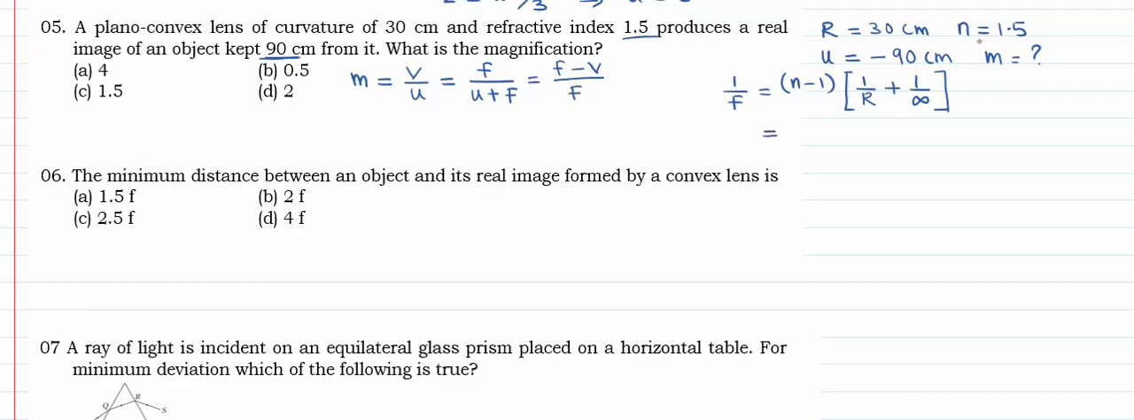So n minus 1, 1.5 minus 1 will be 0.5. 1 by R ಅಂದ್ರೆ 1 by 30. 1 by infinity is 0. So simplify ಮಾಡಿದ್ರೆ ಅಂತಿಳಿರಿ F ಸಿಕ್ತು. Reciprocal ತೋತಾನೆ, F is equal to 30 by 0.5 means you will get 60 centimeters. F 60. So now I will find M.